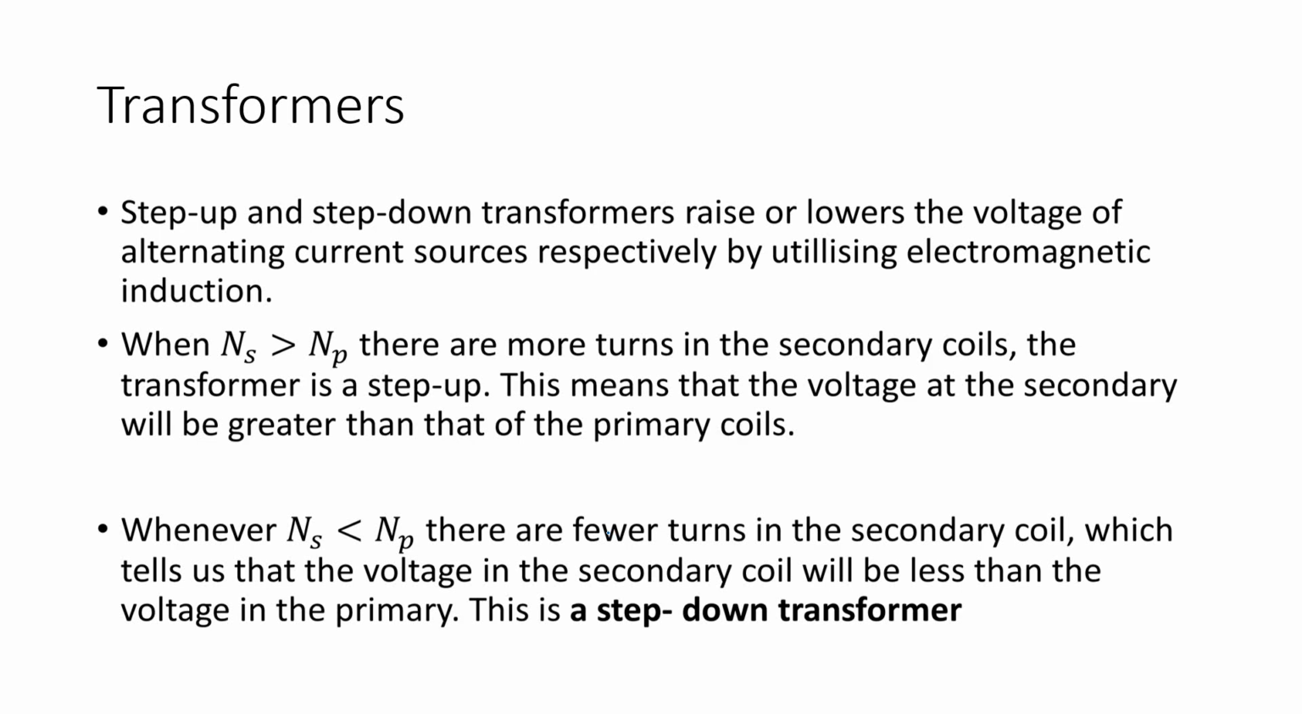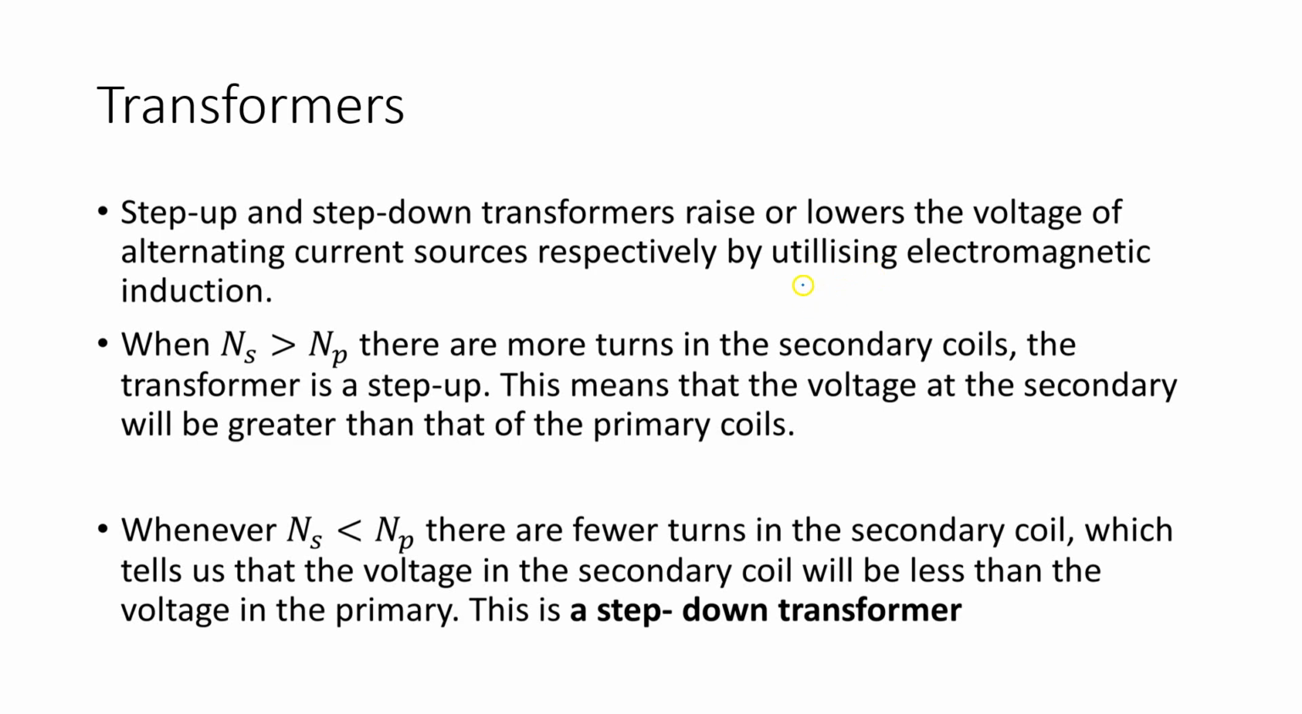So we're saying that a step up transformer is simply when the number of turns on the secondary is greater than the number of turns on the primary. Now, the flip side: when the number of turns on the secondary is less than the number of turns on the primary, there are fewer turns on the secondary, and the voltage on the secondary is going to be far less than the voltage on the primary. What we call this is a step down transformer.